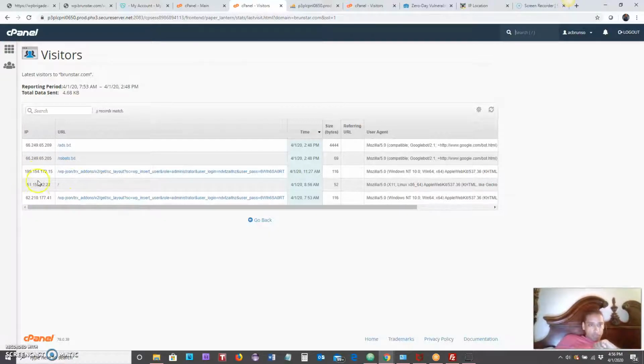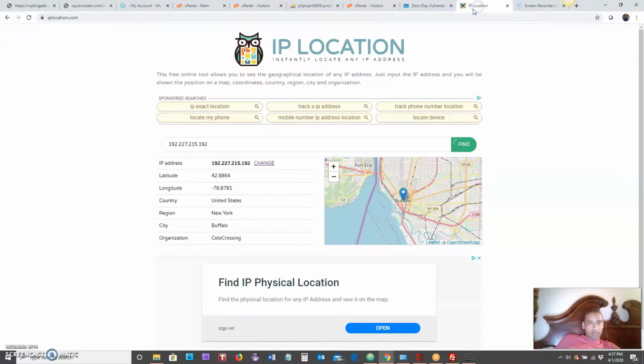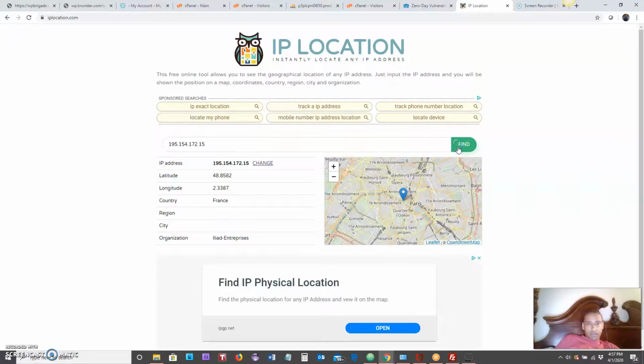They did it from two different IP addresses. Let's just see where these people supposedly are. Now, if you know anything about hacking, you'll know that a good hacker will obscure their IP address. They will hop through different areas, and it will be next to impossible to figure out where they are at. But if I put IP location, actually, I wonder if that's the one. Is that the one that I just, no, that's different. So we'll find that. That apparently is in Paris, France.